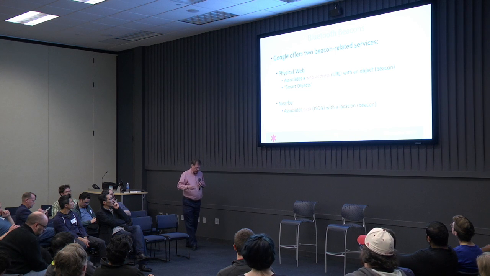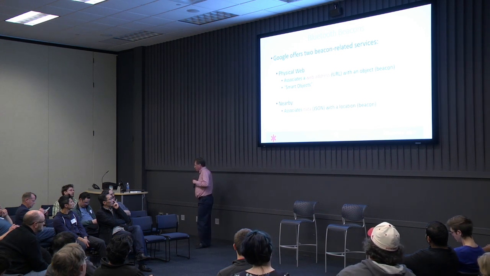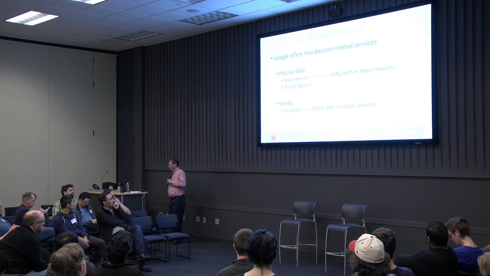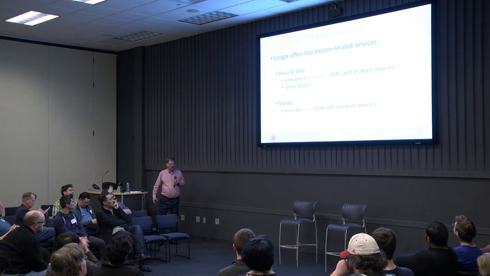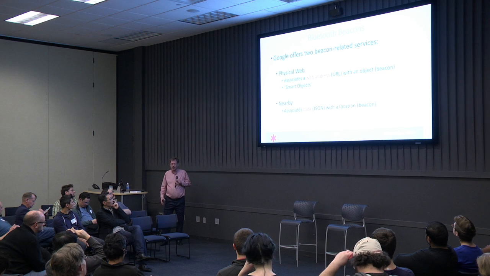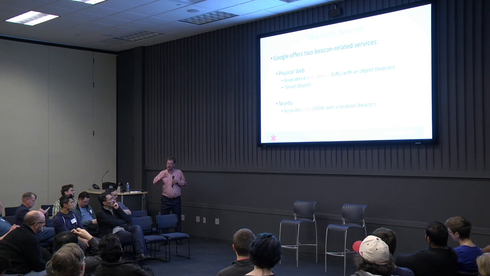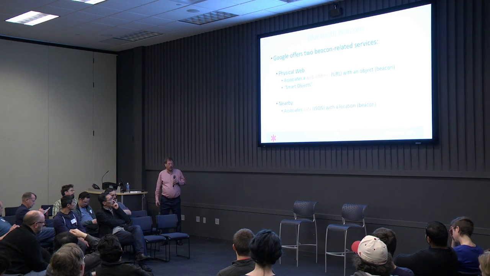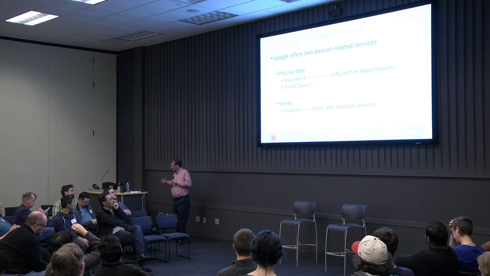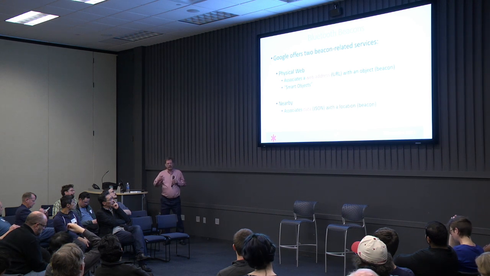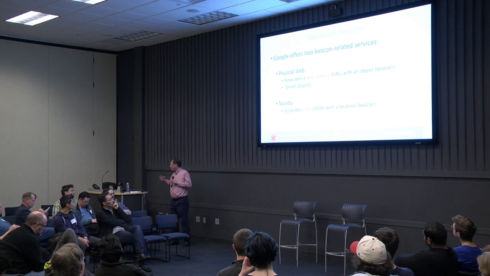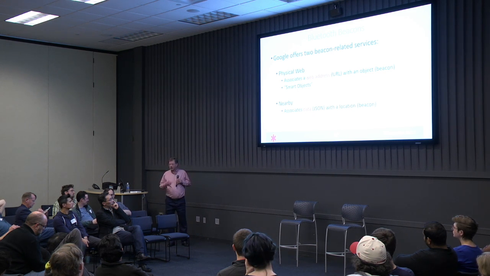There is another model, the nearby model, in which Google associates data with a location. In a fashion that we'll talk about in a moment, I, as a beacon owner, can associate up to 1,000 bytes of data with a beacon. And so when you walk in proximity to that beacon, your phone will get on the order of 1,000 bytes of JSON data that some app on your phone can then do something with. So it's a different model.